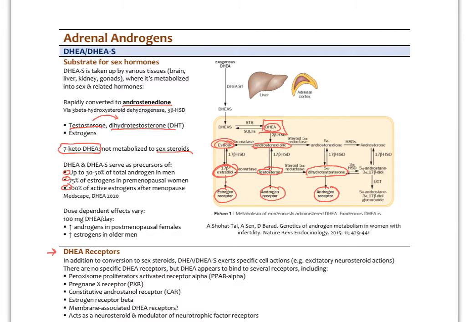The dose-dependent effects will vary. So 100 milligrams of DHEA a day will increase androgens in postmenopausal females and increase estrogens in older men. This is a very high dose. We're looking at clinically maybe between 5 and 10 milligrams if we're going to supplement DHEA, and I'll talk about that here in a bit.